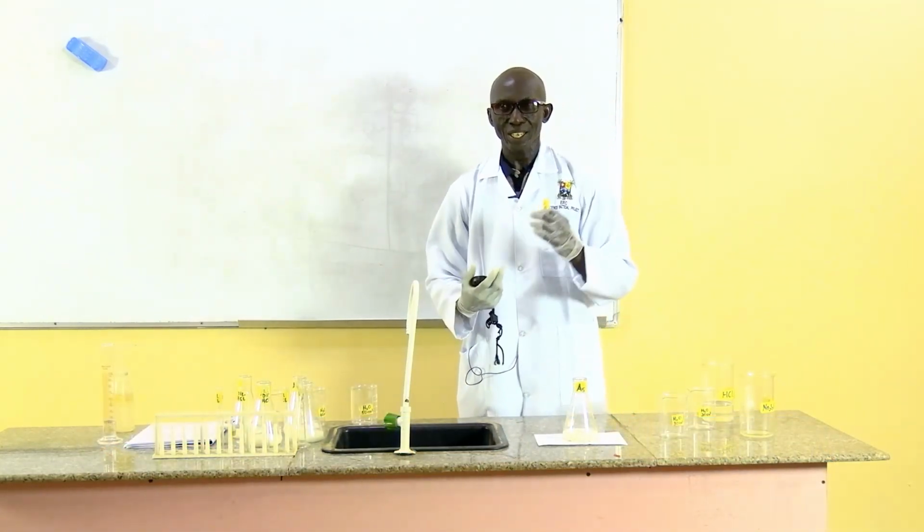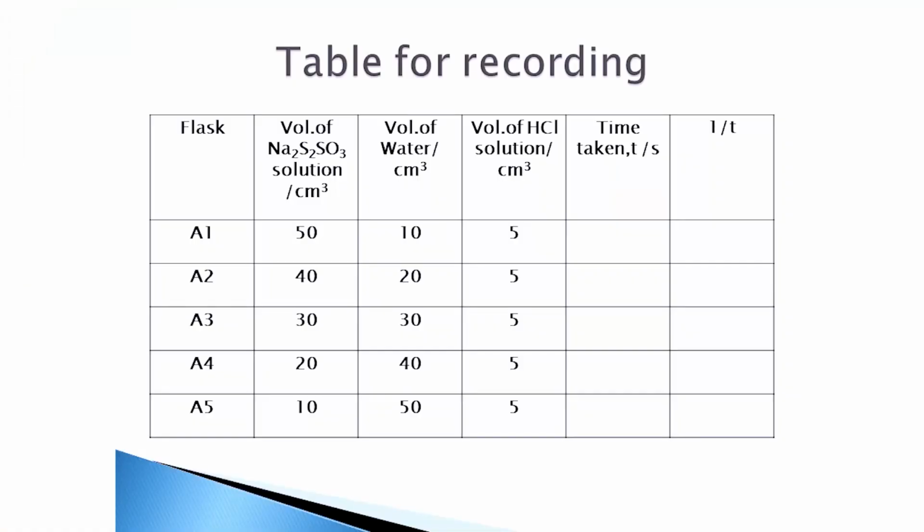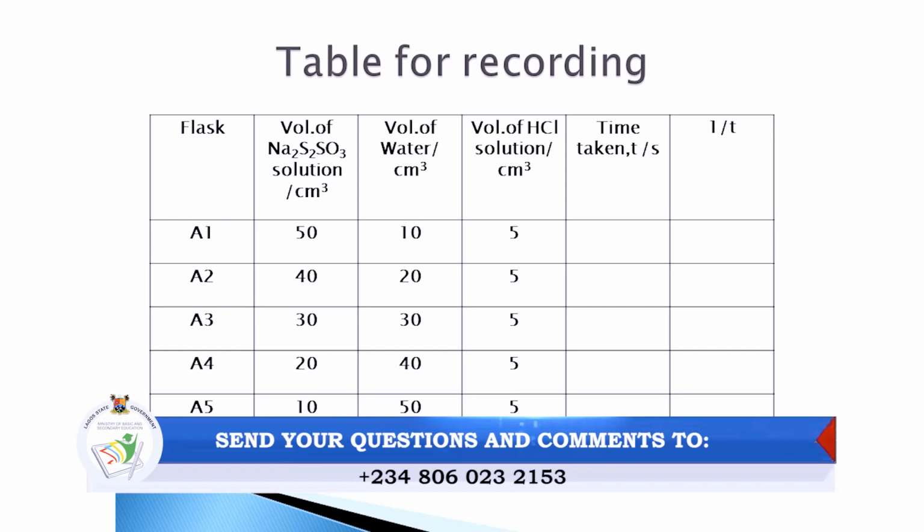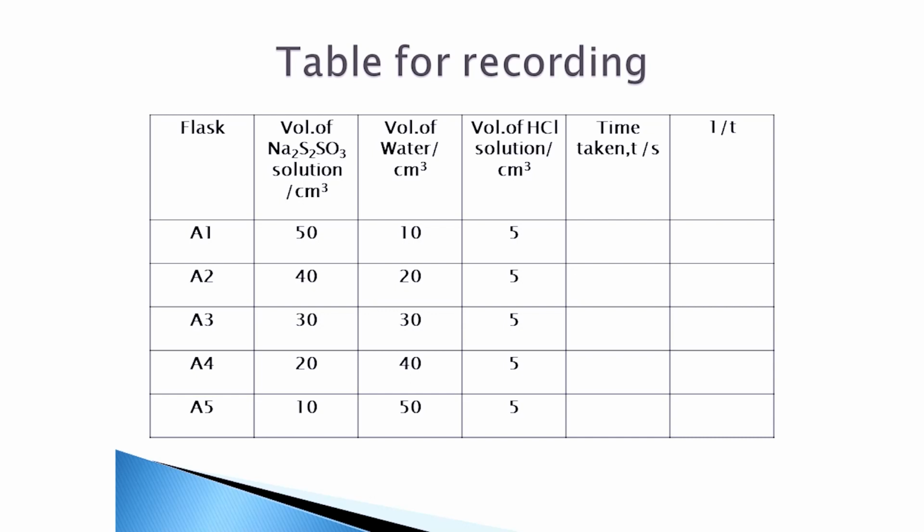Now, let us look at these values and tabulate them. From the table you are looking at on the screen, what is your observation? I want you to look at the volume of the sodium trioxosulfur sulfate 4 solution. Remember, 50 cubic cm of it was the first one we used. We diluted with 10 cubic cm of water. 40 cubic cm of it in conical flask 2, diluted with water. Then 30 cubic cm, 20 cubic cm, and finally 10 cubic cm. And all these volumes of the sulfite were being diluted with more water.